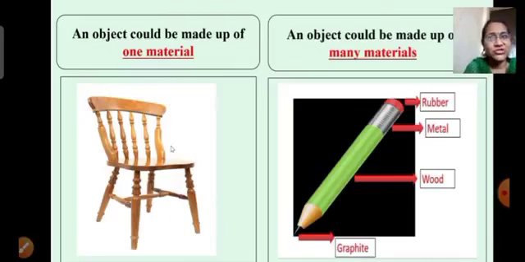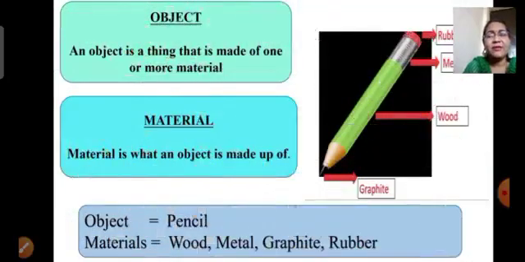Here we have a wooden chair that is made up of just one material, that is wood. On the other side we have a pencil that is made up of many materials like rubber, metal, wood and graphite. So now I believe that you have completely understood the difference between the object and materials. Here the pencil is an object and rubber, metal, wood, graphite are materials which are required to make this pencil. Now children, an object is a thing that is made up of one or more material, and material is what an object is made up of.